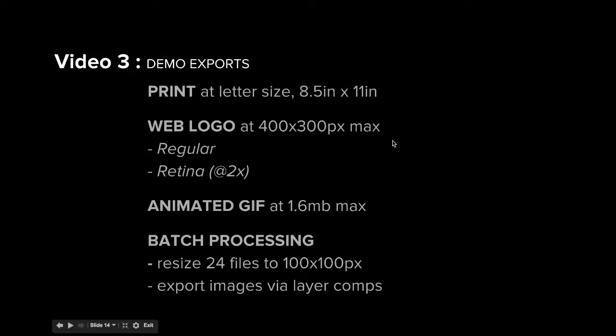Okay. So in this section, we're going to do an export of an animated GIF file. And for our example's purpose, we're going to set a requirement that this animated GIF file cannot exceed 1.6 megs in file size.